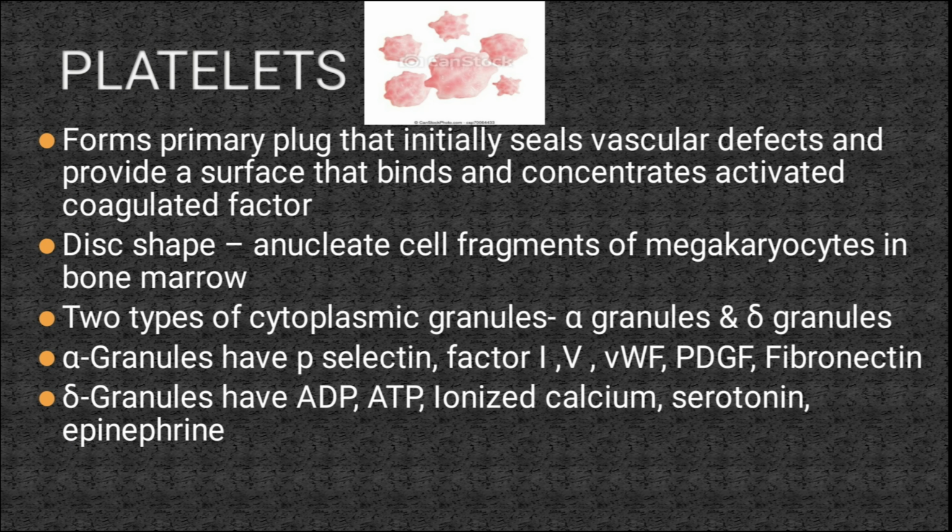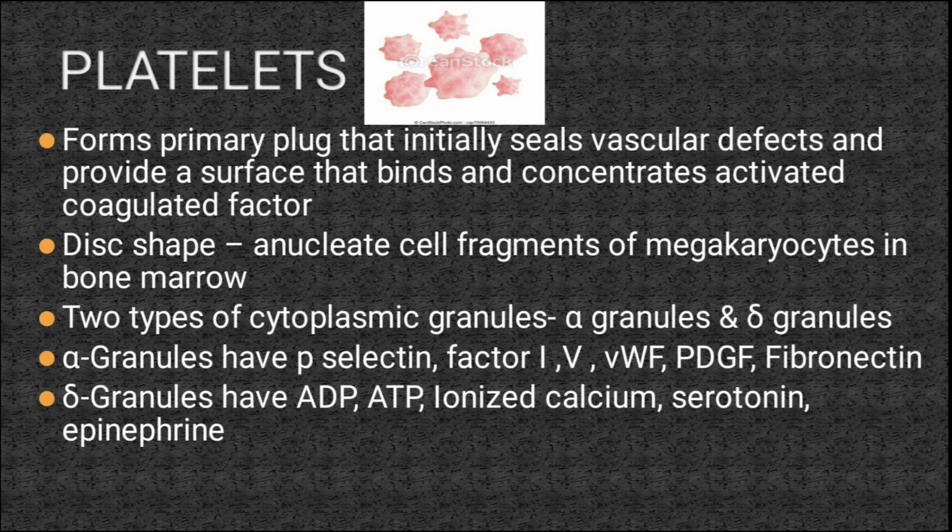We have already seen that the process of hemostasis involves the platelets, coagulation factors and endothelium. Now first we are going to see about platelets. The platelet helps in the formation of the primary plug, which we have already seen in primary hemostasis. It helps in sealing the vascular defect, and the platelet provides a surface that binds and concentrates the activated coagulation factors.